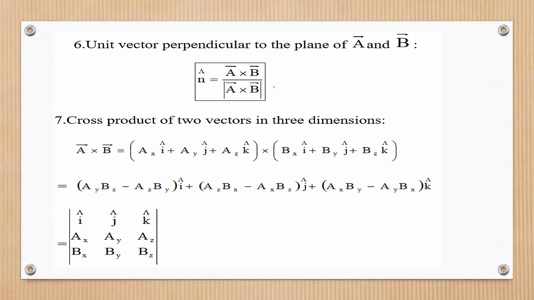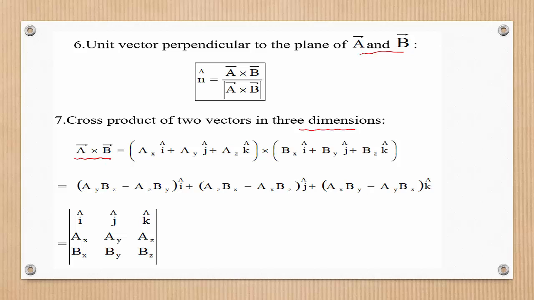Sixth property, unit vector perpendicular to the plane of vector A and vector B. How to write the expression for the unit vector? N cap equal to vector A cross vector B, the cross product, divided by its magnitude. Then the seventh property, cross product of two vectors in 3 dimensions. When it comes to 3 dimensions, we already studied in dot product. In the same way we can follow here also.